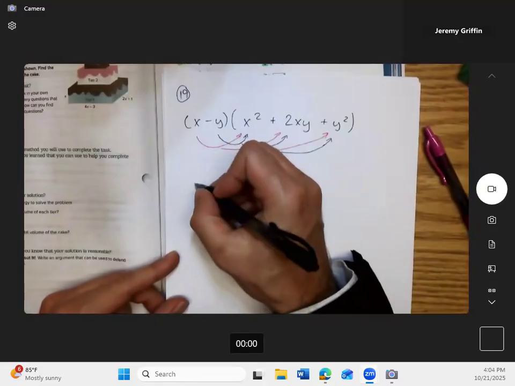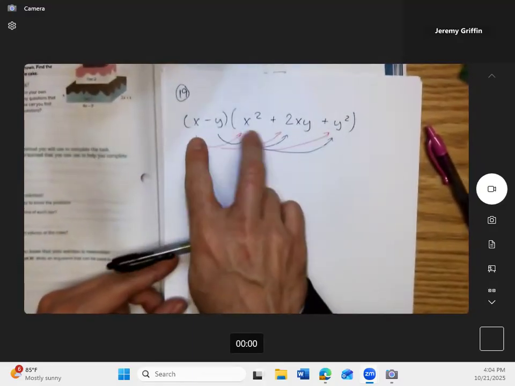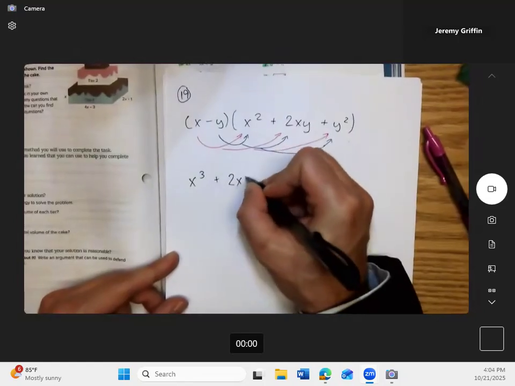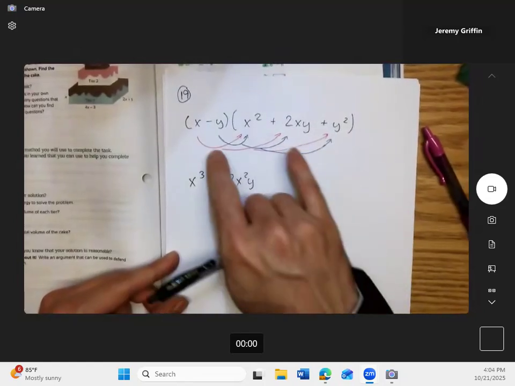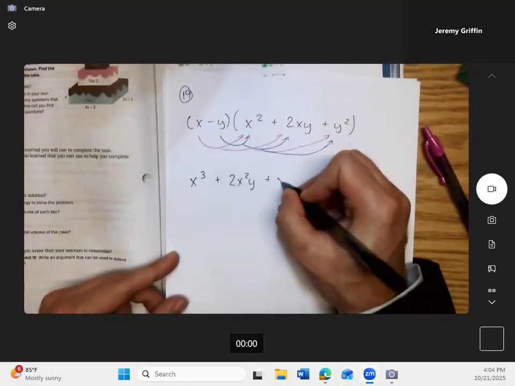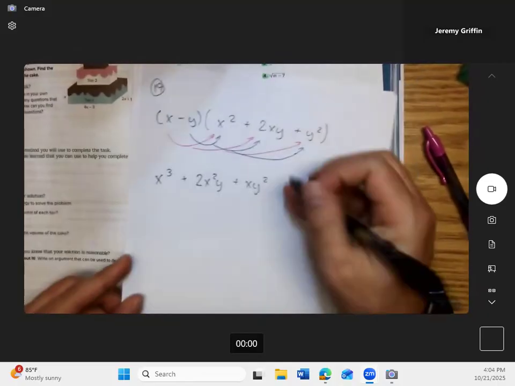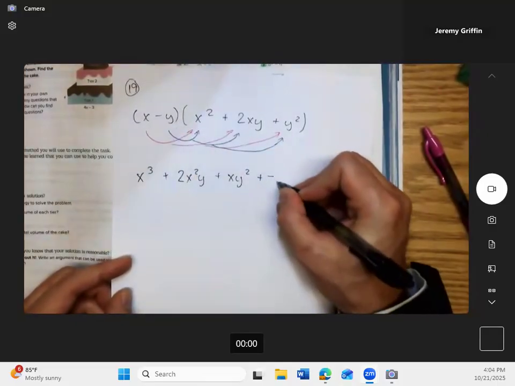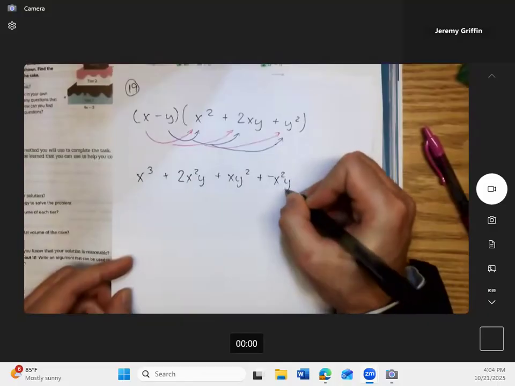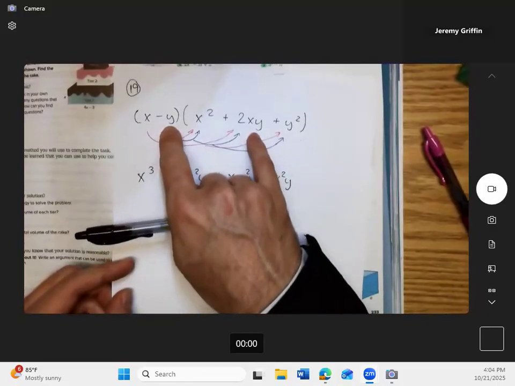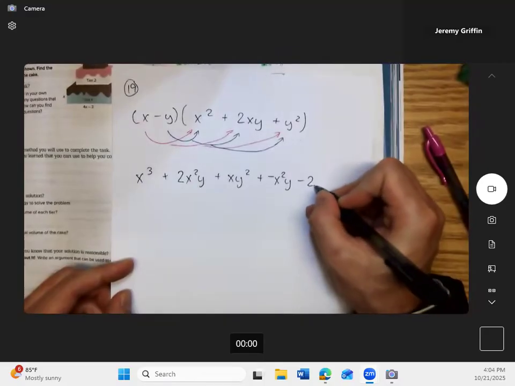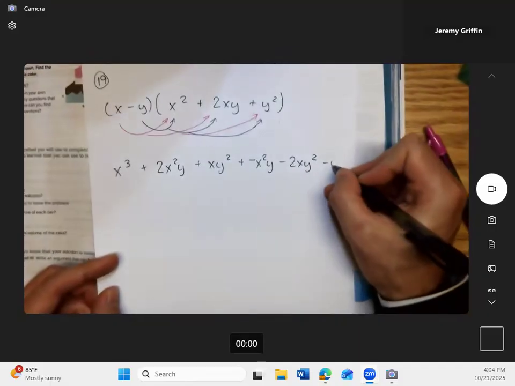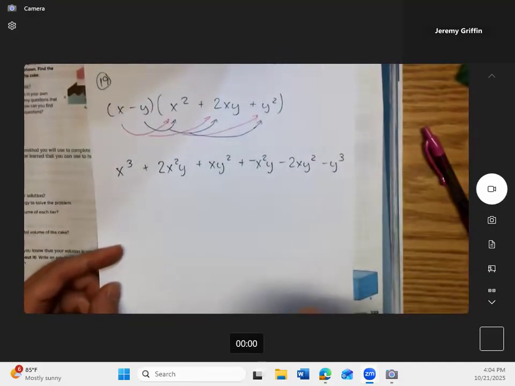X times x squared, that's x to the power of 3. X times 2xy. Well, the x's combine, so that's 2x squared y. And then x times y squared, well, that's just xy squared. So there's 3 terms. Now negative y times x squared, so that's negative x squared y. Negative y times 2xy, that's minus 2xy squared. And then negative y squared is negative y to the 3. Like that. So one step at a time.